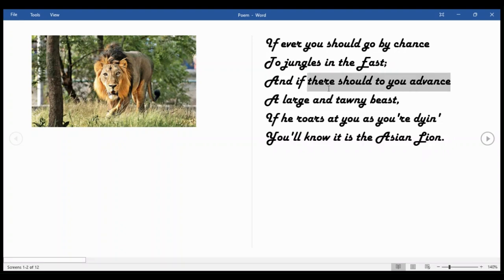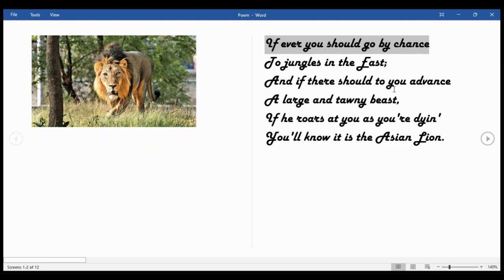So there's inversion. So for example, here it is, if there should to you advance. So instead of saying if a lion approaches you, she says if there should to you advance. Or if ever you should go by chance. So if by chance you go. So again there's inversion there. So inversion is change in the structure of the sentence.